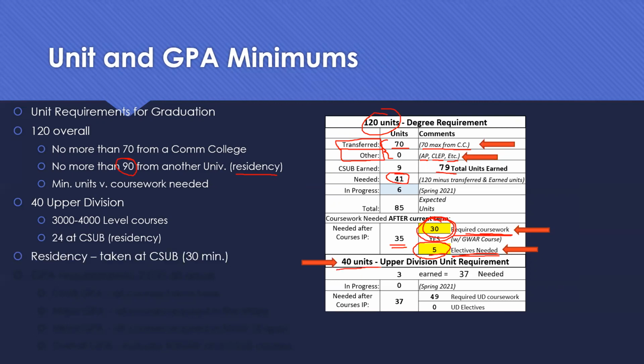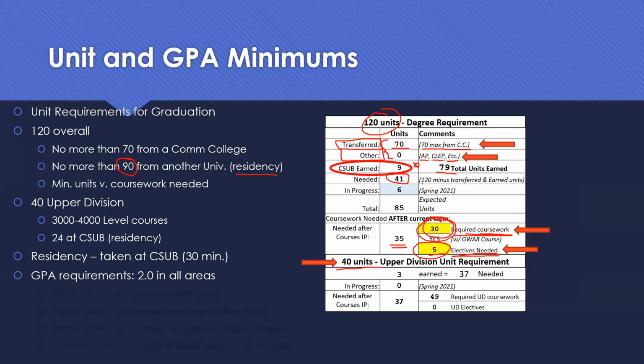We will help you keep track of those, as well as keeping track of those residency units we mentioned. If you've ever taken courses at CSUB, we're going to note those there. If you haven't, you're going to notice this is going to say 0. If this is your very first semester, that is normal. You will take courses here later.